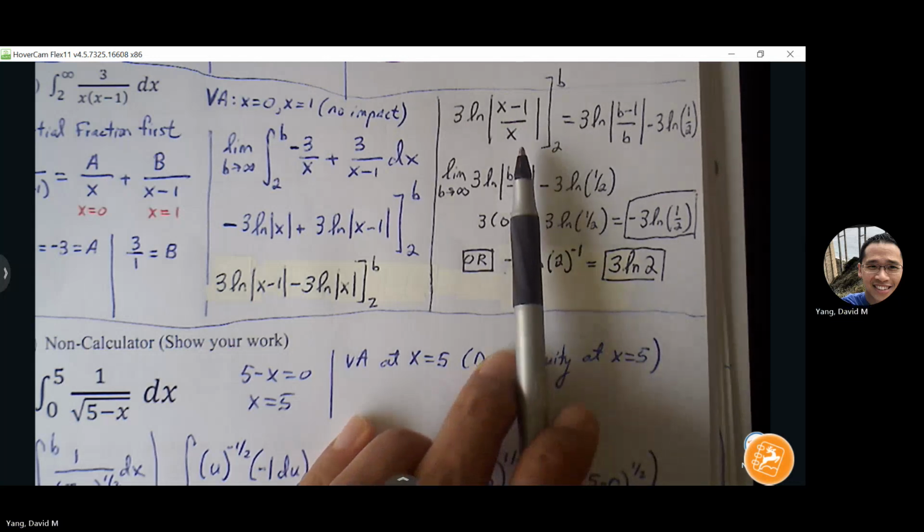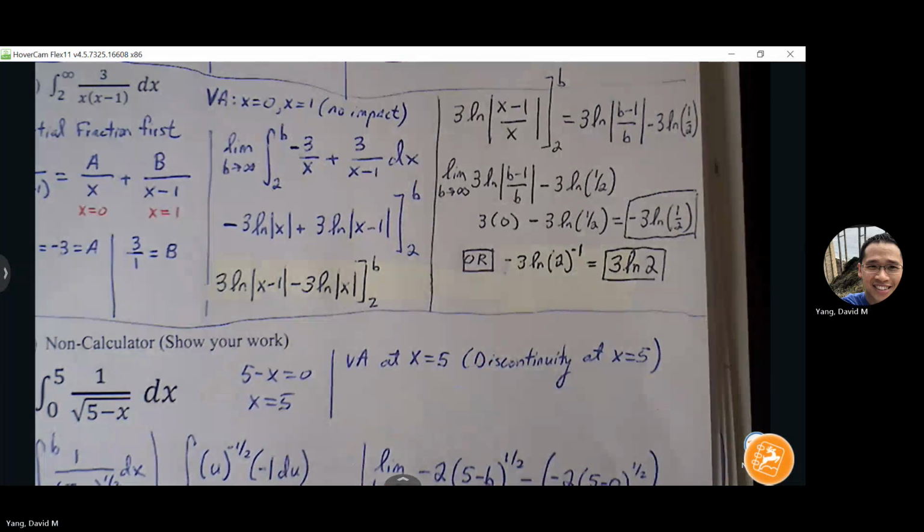Get natural log of 1 back at the top. Yeah, 3 natural log of b minus 1 over b, I should get natural log of 1. Right, so imagine you're just doing this operation there: the limit as b approaches infinity of b minus 1 over b. What's that equal to?